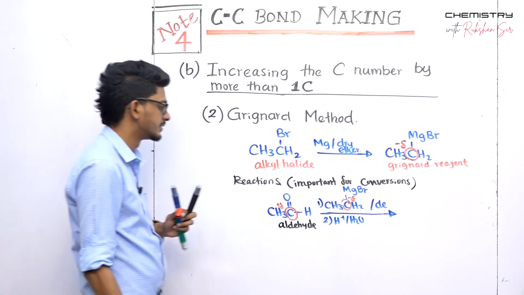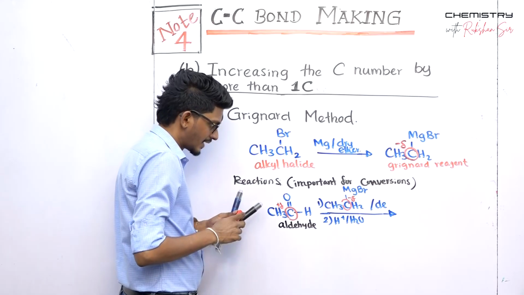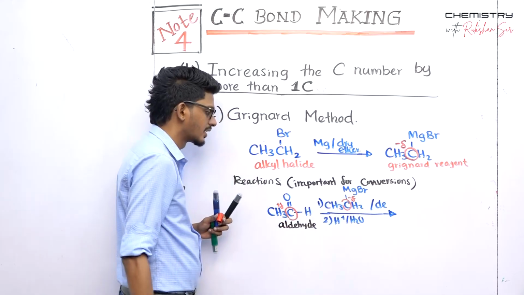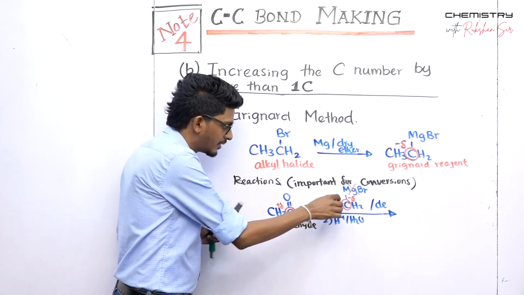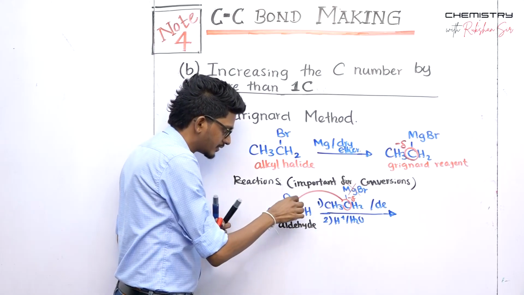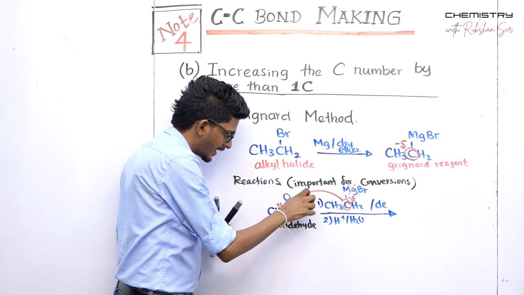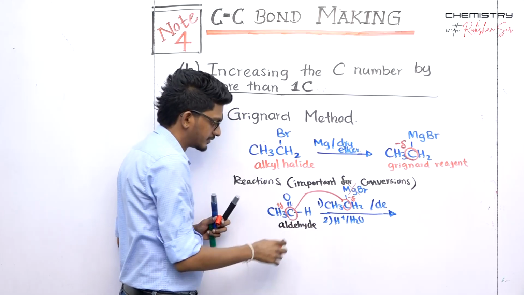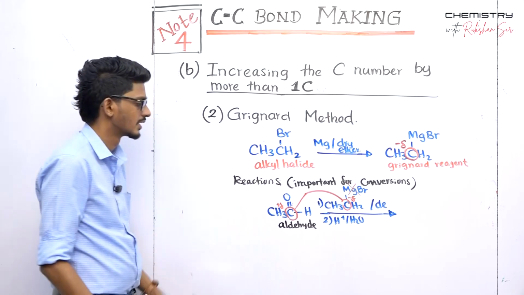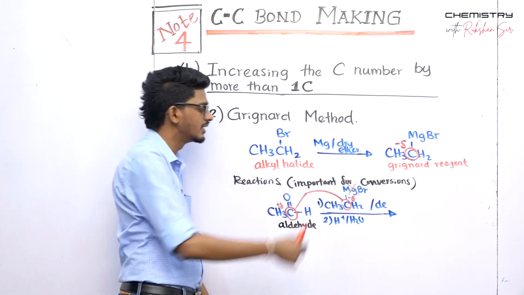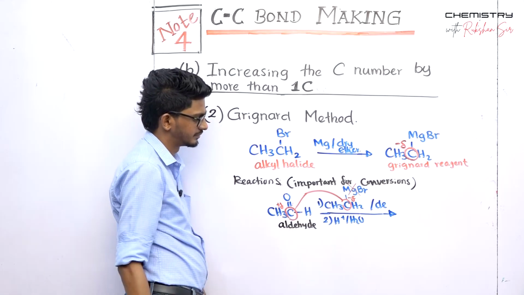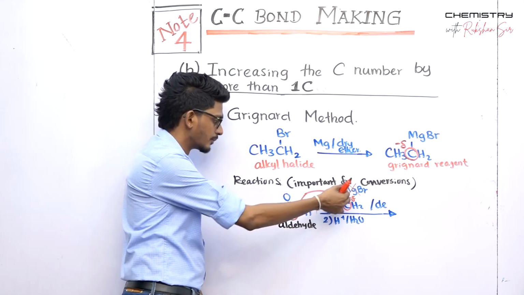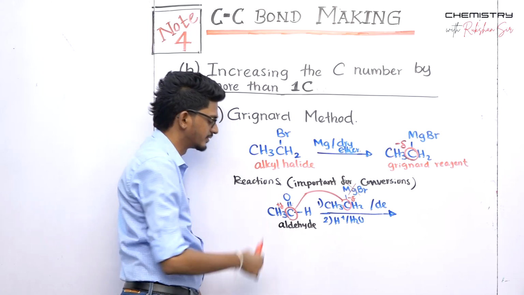Then what will happen? Leaving this MgBr, this carbon comes towards this carbon. This will first remove this MgBr, and because it's negative, no? The negative guy will attract to the positive guy. Remove this MgBr and just coming to here.